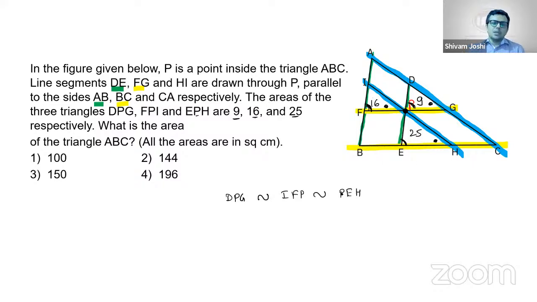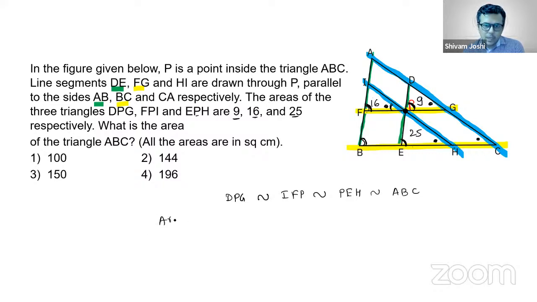And at the same time, it is also similar to the largest triangle, which is ABC. All these are similar, right? I can say that even for ABC also, this angle will be same. F, P, E, B, all these 4 angles are same, correct? Similarly, this angle P over here, which is IPF, then DGP, PHE, and this angle, which is ACB, they are equal, right? So due to that, it has a similarity with the main triangle also, which is ABC, right?